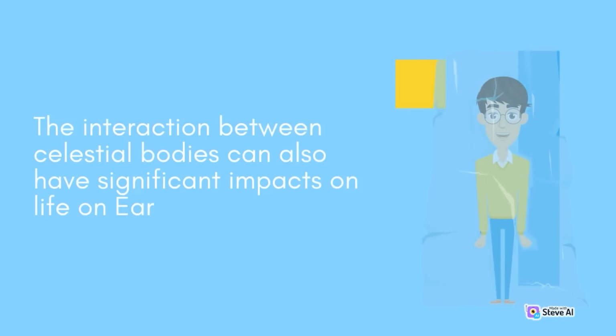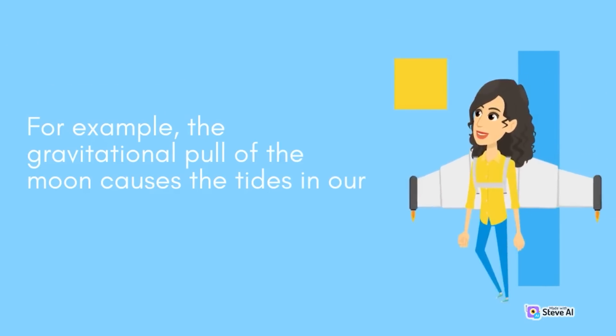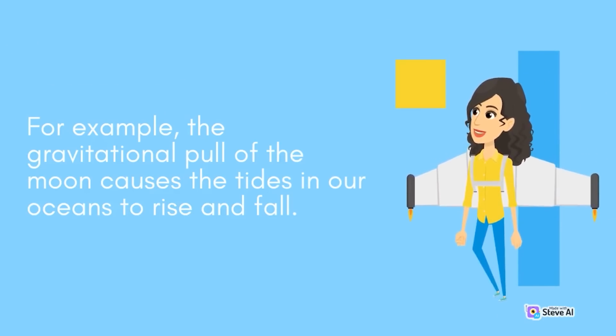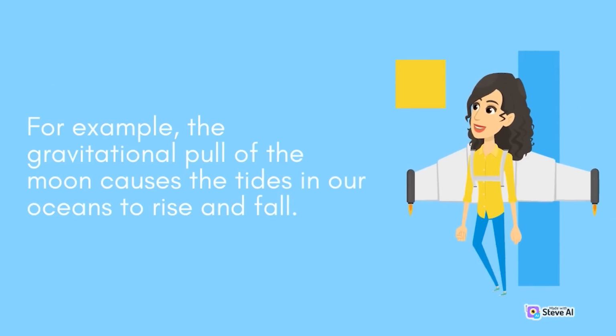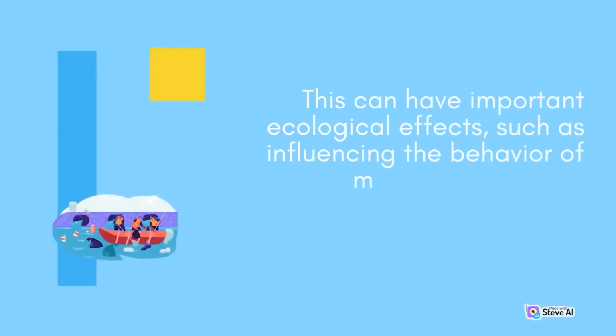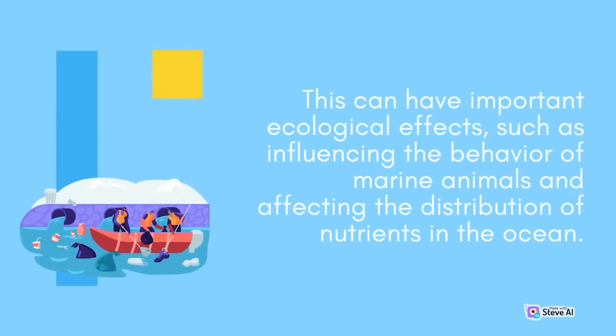The interaction between celestial bodies can also have significant impacts on life on Earth. For example, the gravitational pull of the Moon causes the tides in our oceans to rise and fall. This can have important ecological effects, such as influencing the behavior of marine animals and affecting the distribution of nutrients in the ocean.